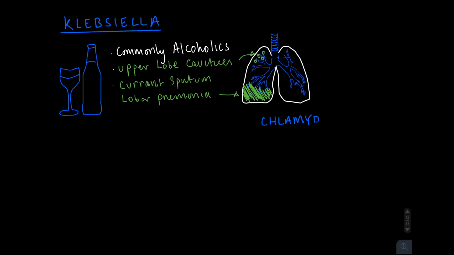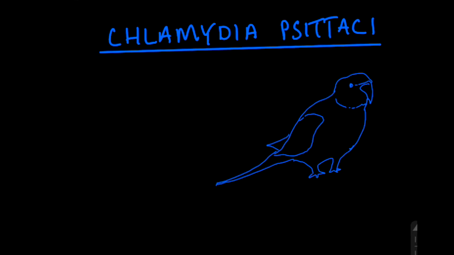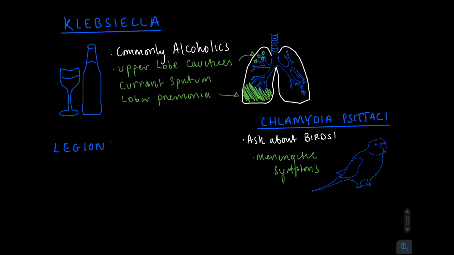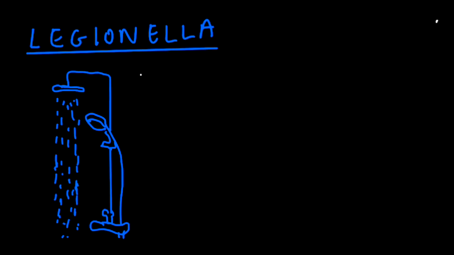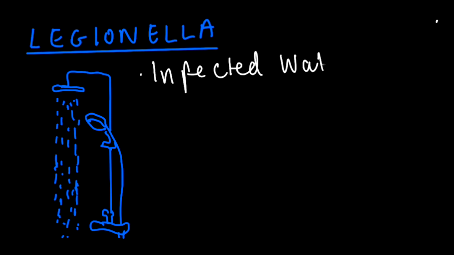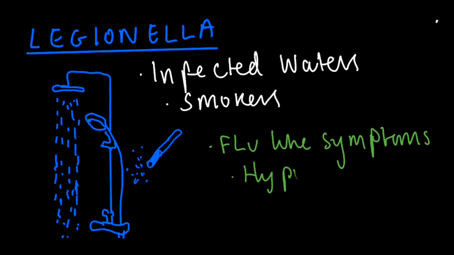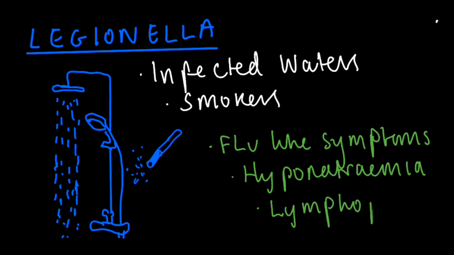Next we have Chlamydia psittaci. It's always important to ask about birds in your history. Birds or parrots, as you can see here. And the sort of symptoms you'll get are meningitic symptoms. Next we have Legionella. For Legionella, the history that you want to take is regarding travel or any contact with any infected waters. Also taking a good smoking history. The symptoms are quite specific in Legionella, and these are things you need to remember. So, flu-like symptoms, think about water and flu being related, hyponatremia, and lymphopenia.